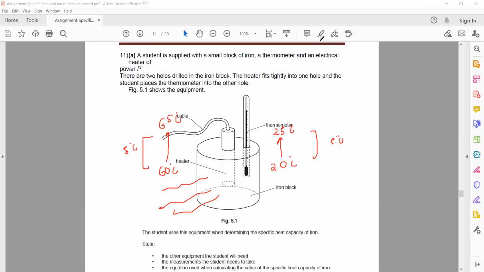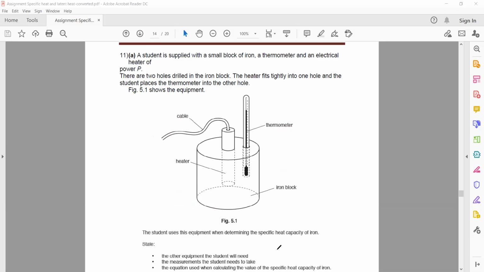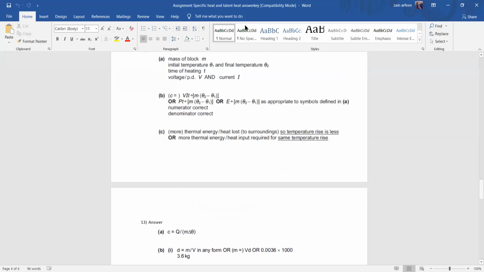Is this experiment clear? Yes, sir. I'll show the marking scheme as well for discussion. This is the marking scheme. So here: mass of the block, initial temperature, final temperature, time for the heater, voltage and current, and then the formula you're using.